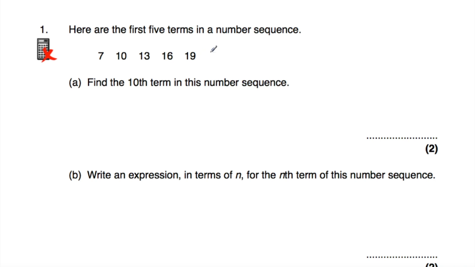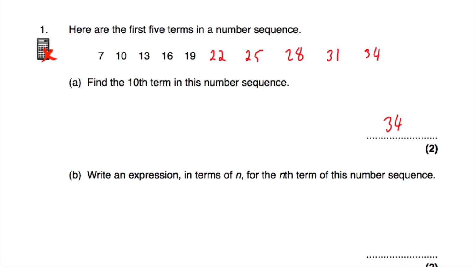So let's add another 3, that'll be 22. Add another 3, that'll be 25. Add another 3, that'll be 28. Add another 3, that'll be 31. That's 1, 2, 3, 4, 5, 6, 7, 8, 9 terms. So we want the 10th one, so add another 3 and that would be 34. So that means the 10th term in that sequence is 34. And that's it.